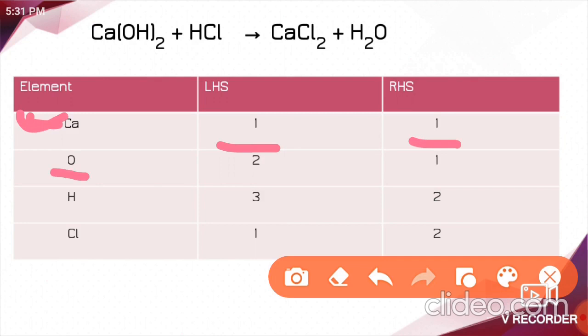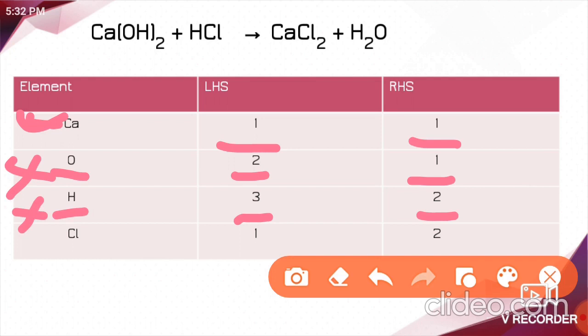And next check oxygen. In the reactant side how many oxygen atoms are there? 2. In the product side 1 oxygen atom is present, means here oxygen is not balanced. The number of oxygen atoms is not balanced here. Okay. Next you check hydrogen. In the reactant how many hydrogen atoms are there? 3. In the product 2 hydrogen atoms are there. So here hydrogen is also not balanced.